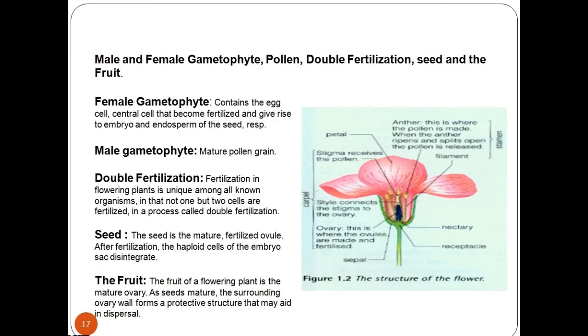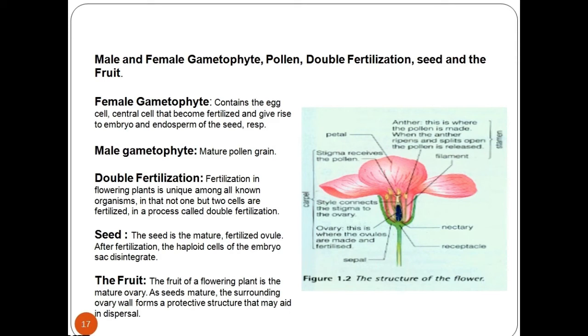The embryo sac mother cell divides by meiosis to produce 4 megaspores. In this process, the number of chromosomes is reduced from the 2 sets in the embryo sac mother cell to 1 set in the megaspores, making the megaspores haploid.